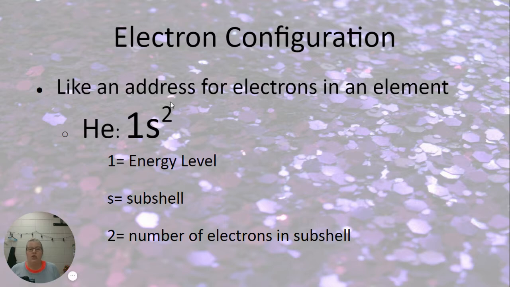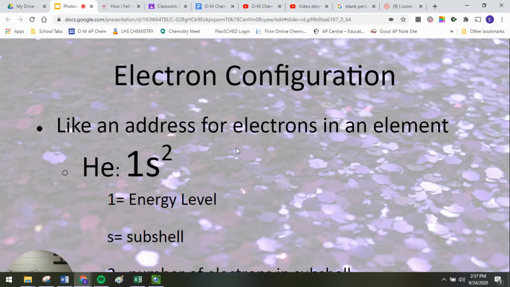The little 2 is in what we call superscript form. Super means above. The superscript tells us how many electrons are in that subshell. So in the case of helium, we have the 1s subshell, and there are 2 electrons that hang out in there. We are going to be going over a bunch of different examples, and hopefully we can get things cleared up and hopefully things make sense to you.